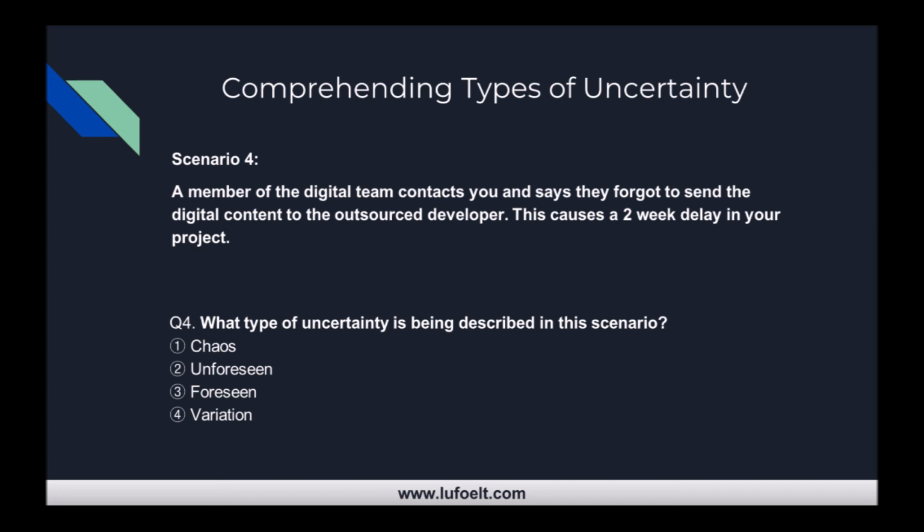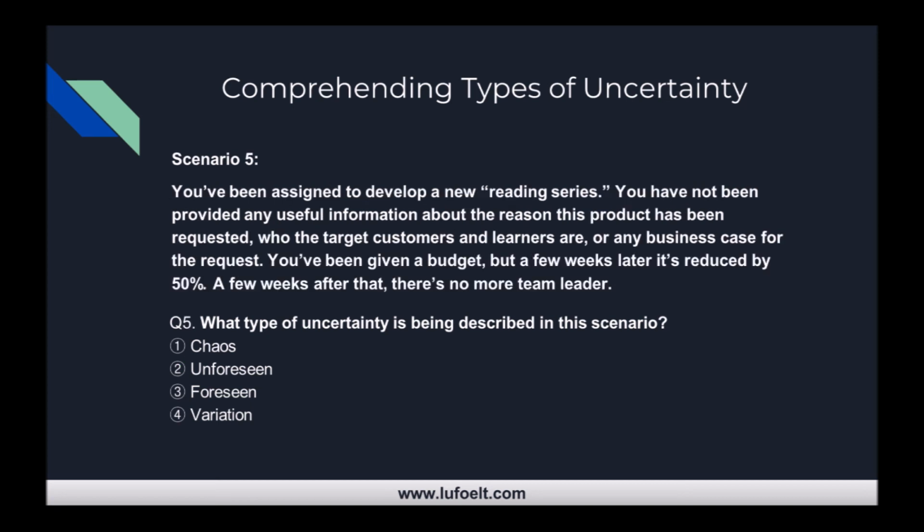You can pause the video now if you want to think about it, and I will show you the answer now. Unforeseen uncertainty. All right, this is something that you could not have predicted or planned for, but it happens. So that's why it's unforeseen uncertainty. And how to deal with this is something that we're going to go over in a future video about dealing with constraint factors.